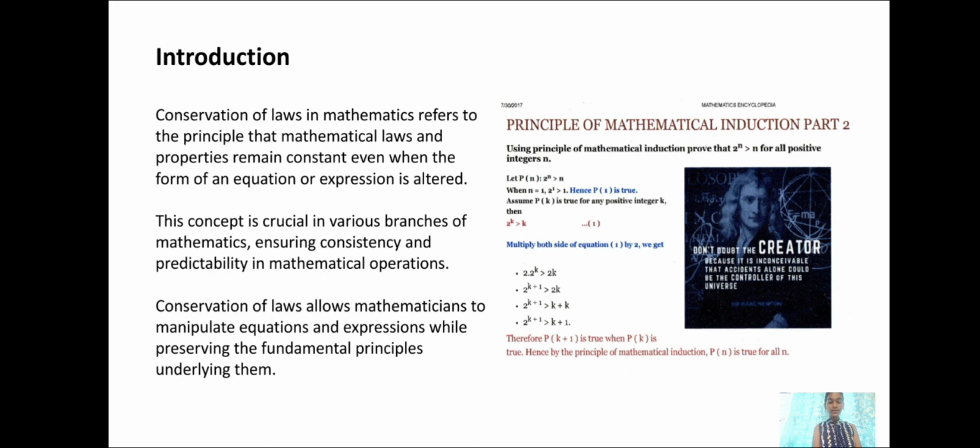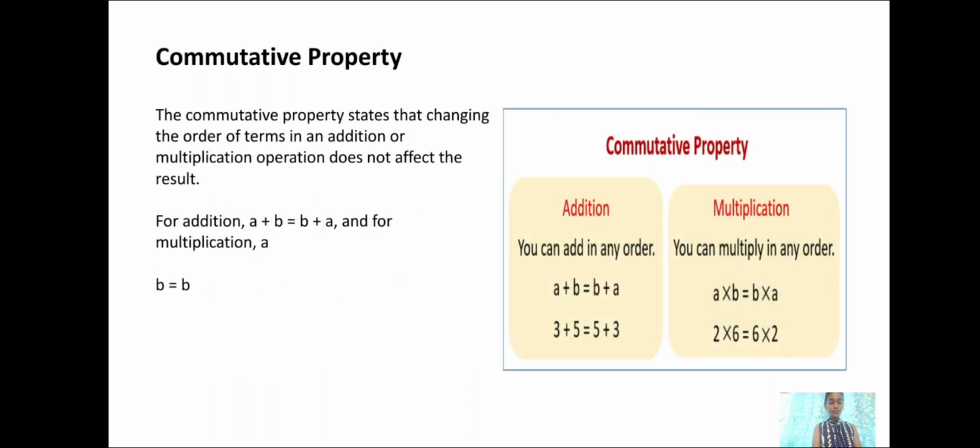Next, the commutative property. The commutative property states that changing the order of terms in addition or multiplication operations does not affect the result. For addition, a plus b is equal to b plus a, and for multiplication, a times b is equal to b times a. So the commutative property is divided into two parts, that is addition and multiplication. You can add in any order, and in multiplication we can multiply the numbers in any order.